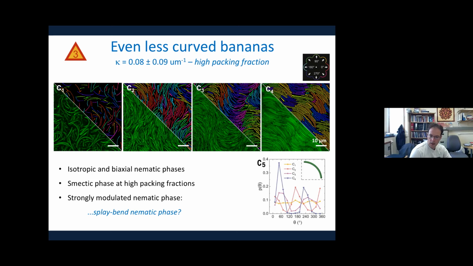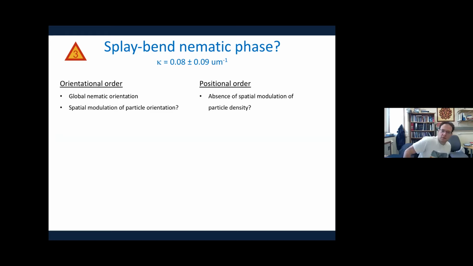So let's have a look. Can we really say that this is a splay-bend nematic? Well, not from just looking at it. We need to do a little bit more, because we need to distinguish two things. We need to look at the orientational order, so that's basically the orientation of the particles. So there should be a global nematic orientation. But on top of that, we need a spatial modulation of the local particle orientation.